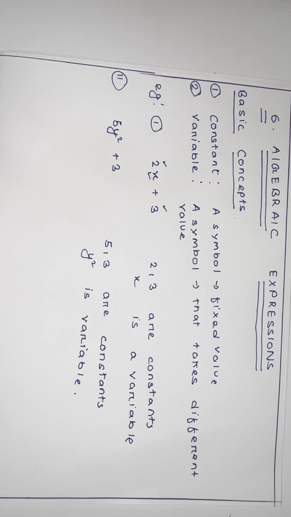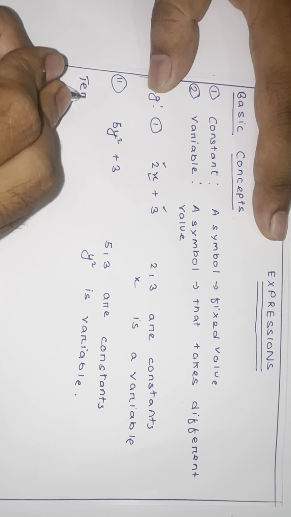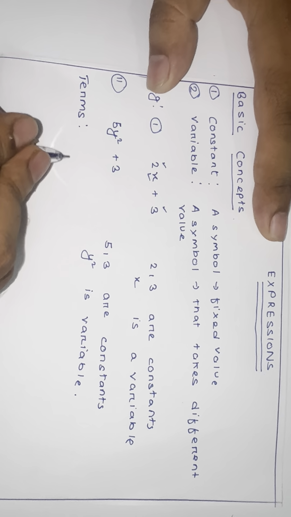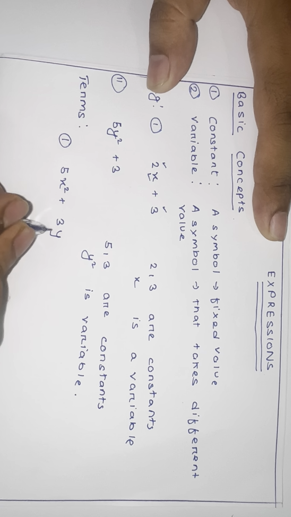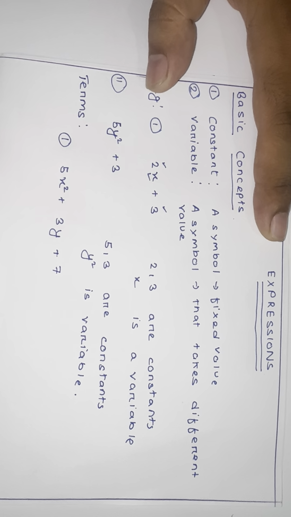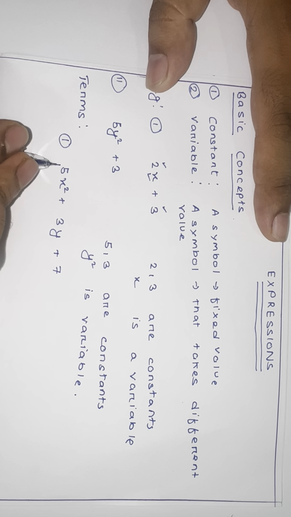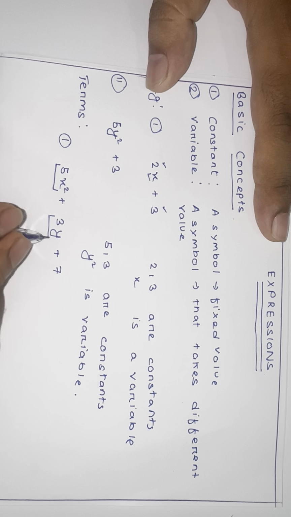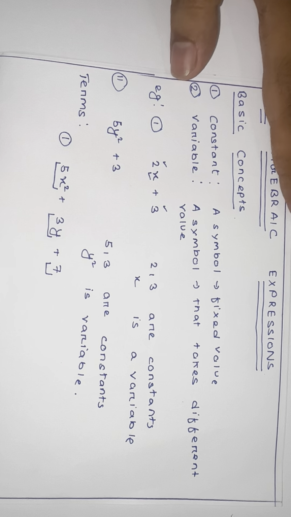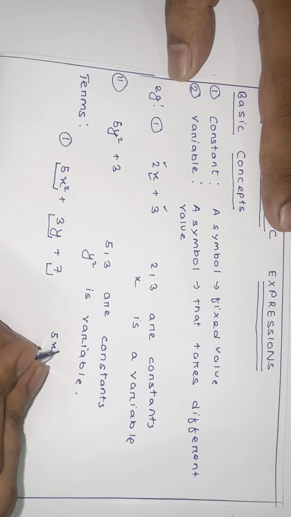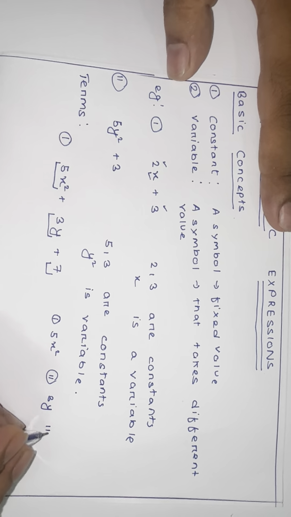The next concept that we need to see is, what are terms of an algebraic expression? For example, suppose I am writing an algebraic expression 5x square plus 3y plus 7. If you see this, there is a plus sign here and a plus sign here. So here there are three terms. First term is 5x square, second is 3y, and third term is 7.